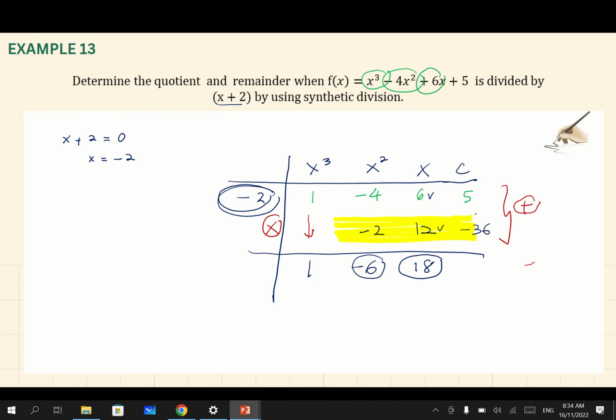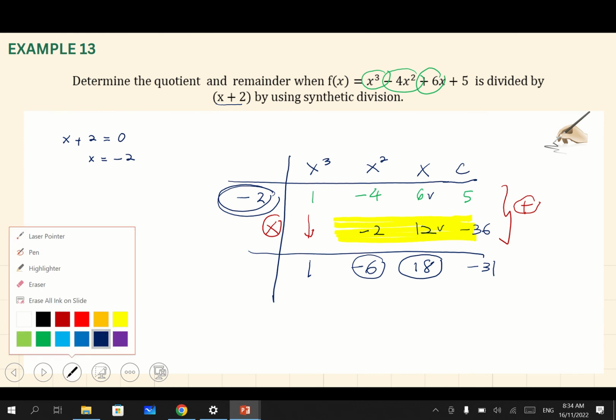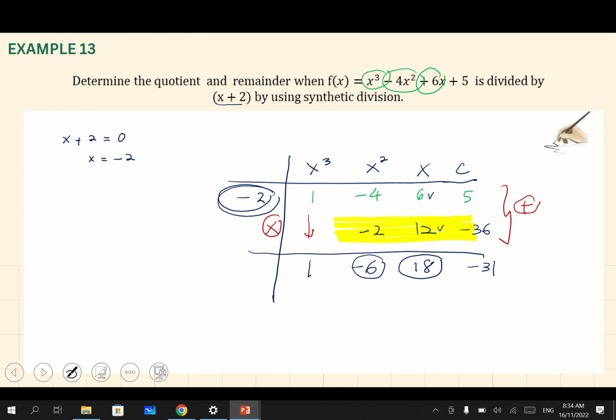Okay, operation tambah, so 5 tambah dengan negatif 36, we will get negatif 31. Okay, so all the value yang kita dapat dekat bawah tu, kita renamekan balik untuk dapatkan quotient dia, which is daripada atas tadi X kuasa 3. Bila kat bawah, dia akan jadi X kuasa 2. Yang X kuasa 2 akan jadi X, akan jadi constant, last sekali akan jadi remainder.